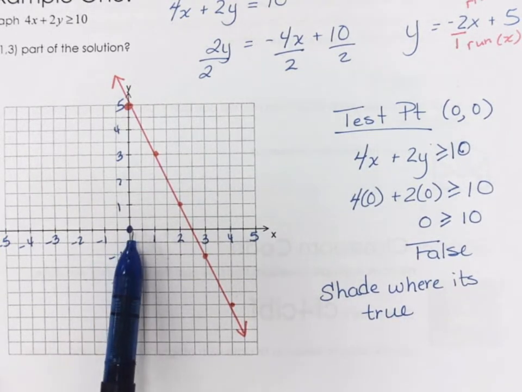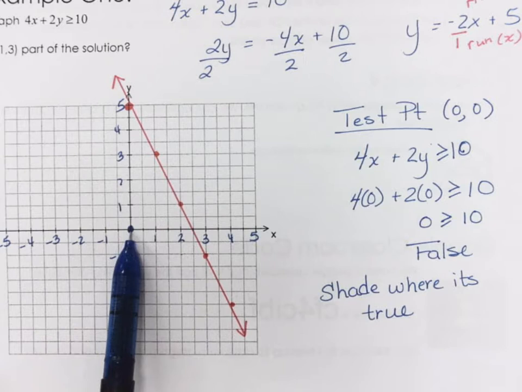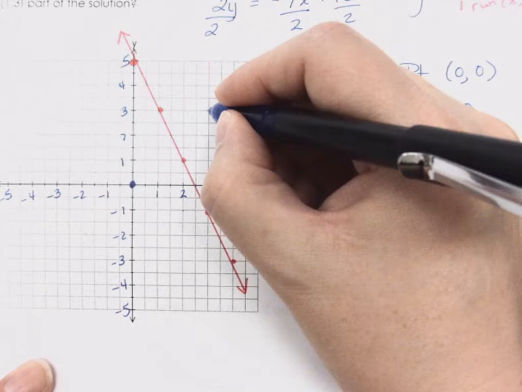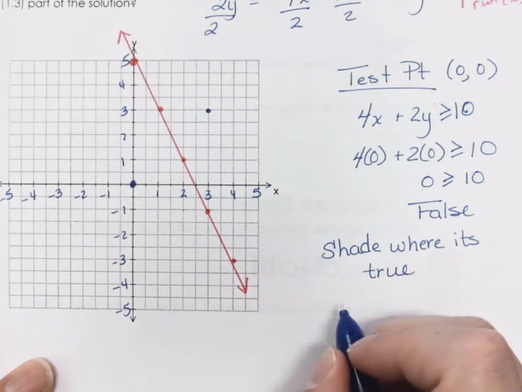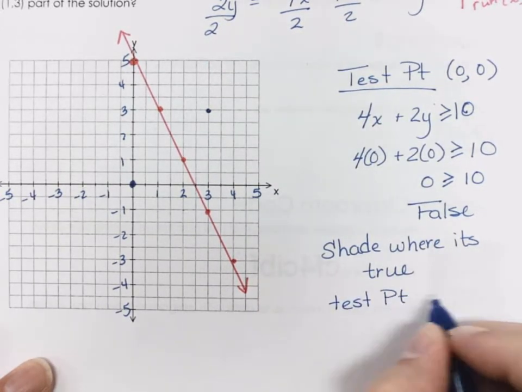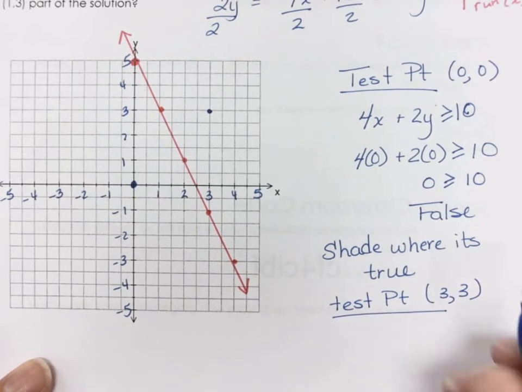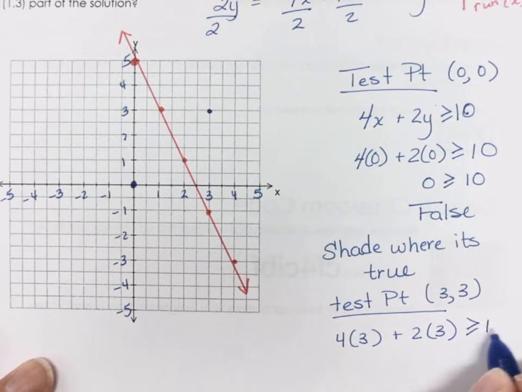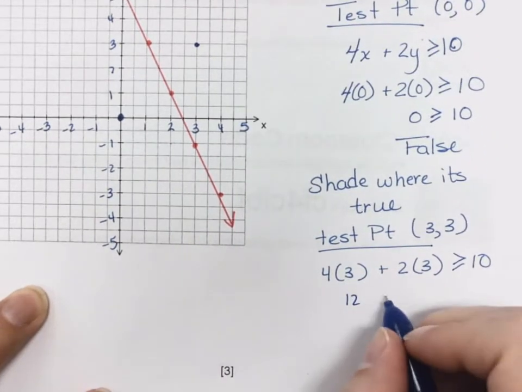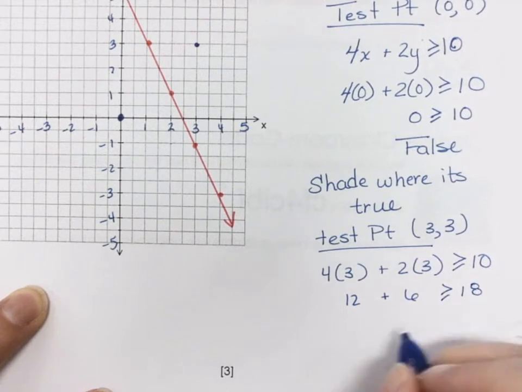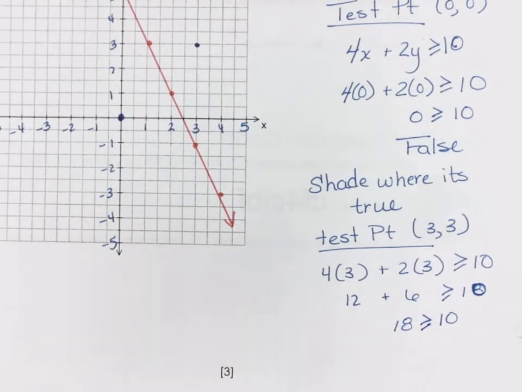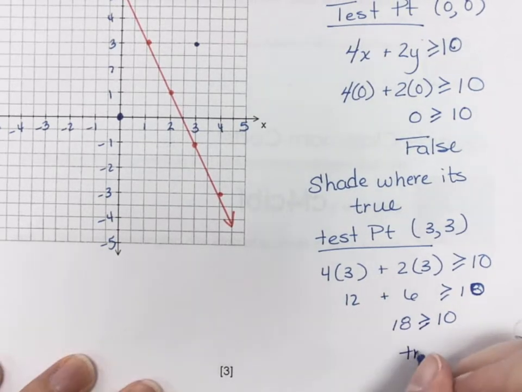All right, so we decided that 0, 0 was false. I'm just going to pick a point just so we can prove it. So I'm going to pick 3, 3. So my next test point is 3, 3. And so I'm going to have 4 times 3 plus 2 times 3 is greater than or equal to 10. So 12 plus 6 is greater than or equal to 10. 18 is greater than or equal to 10. Is that a true statement? Yeah, that one's true. That's a true statement.